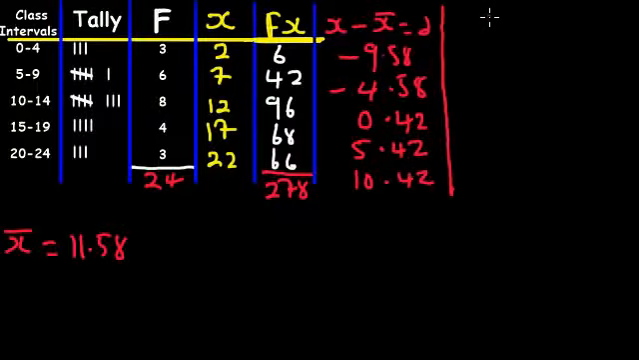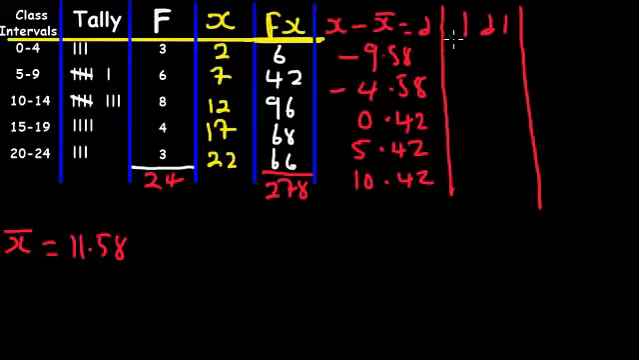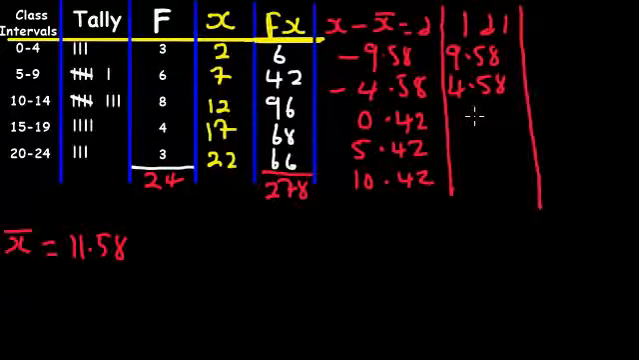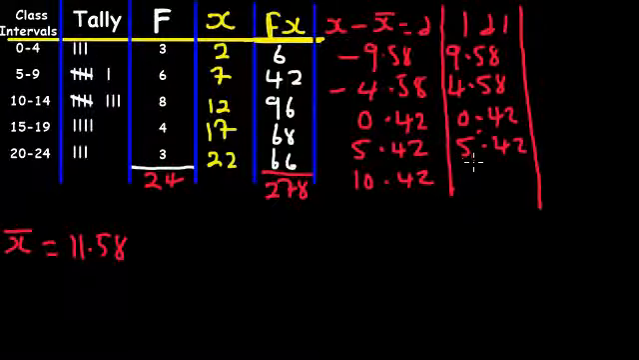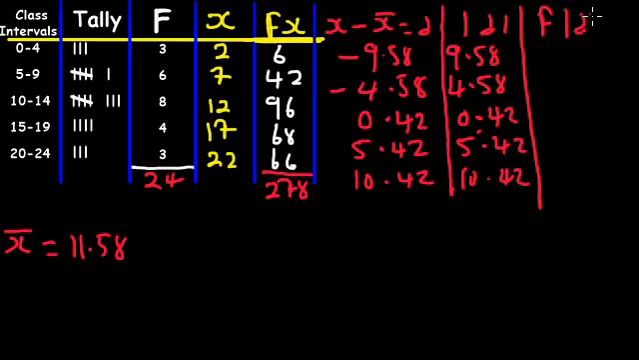So that's it. The goal is just to find the absolute value now. So let's find the absolute value of D. The absolute values are 9.58, 4.58, 0.42, 5.42, and 10.42. Now the frequency times the absolute value. So the first frequency is 3. So 3 times 9.58, I got 28.74.